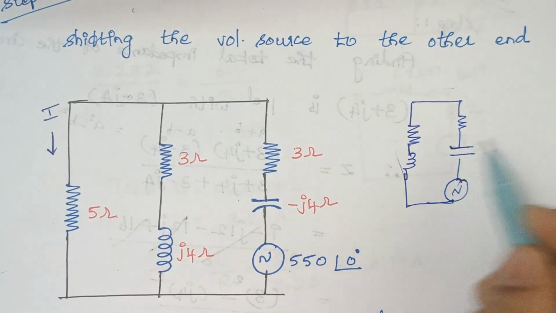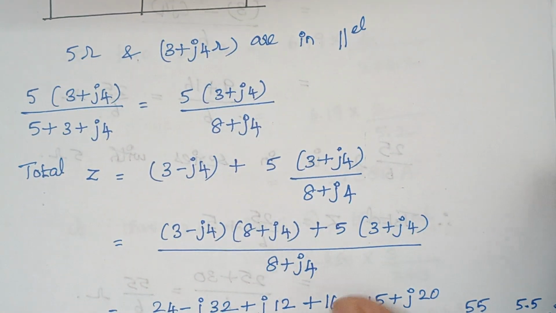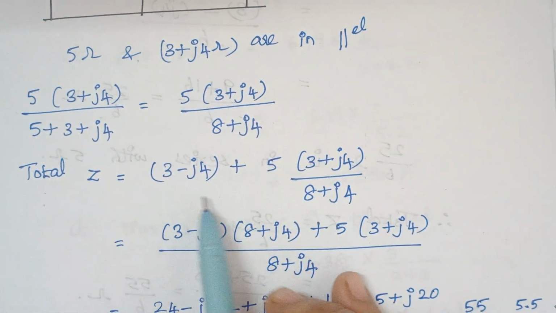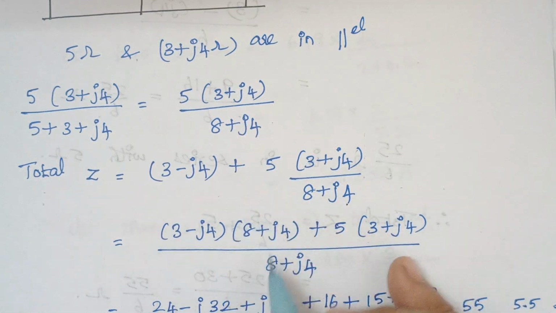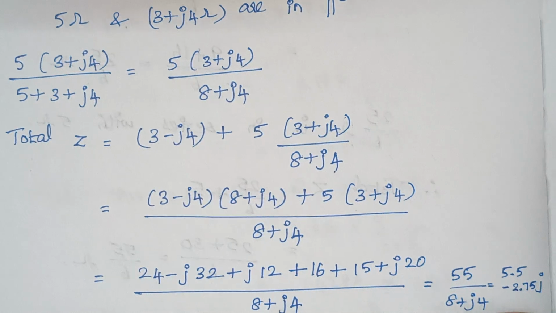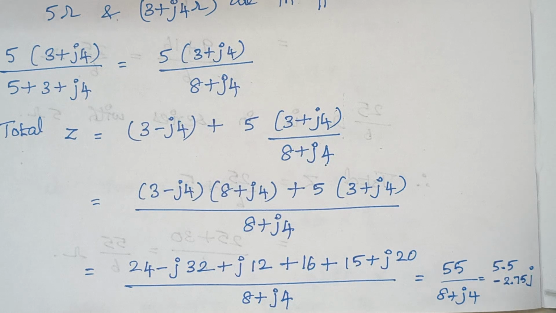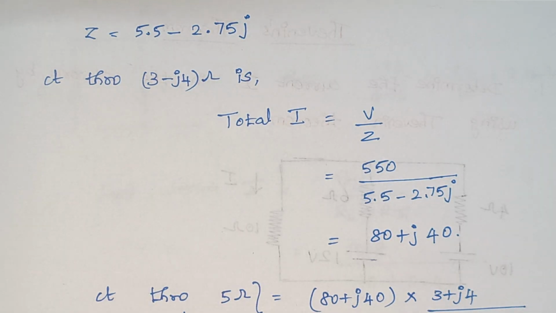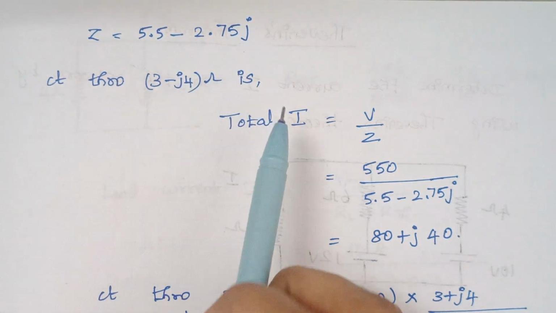Right. So how do we calculate the total impedance? It is enough if we simply add them. Right. So here we are adding. Since here we have a denominator part, we have to proceed with LCM. Take the LCM and simplify. And here the final answer is 5.5 minus 2.75 J. Right, this is the value of total impedance here. So the value of impedance is 5.5 minus J2.75.